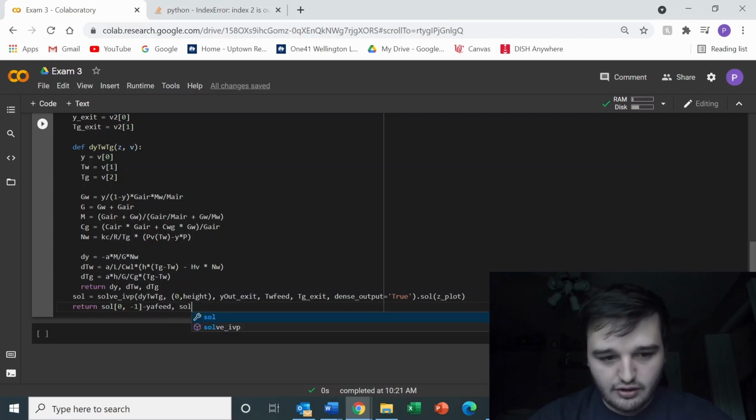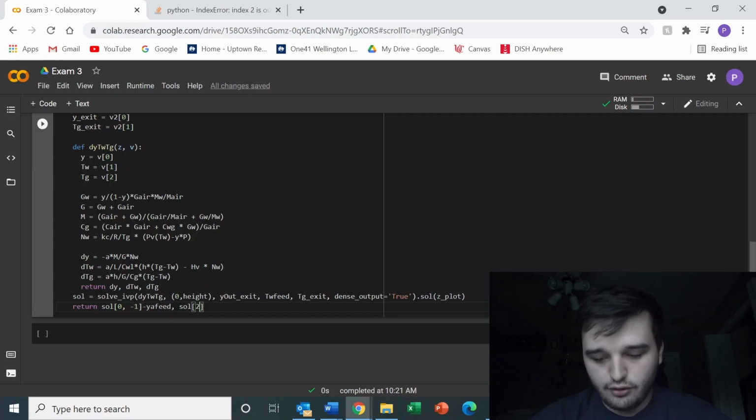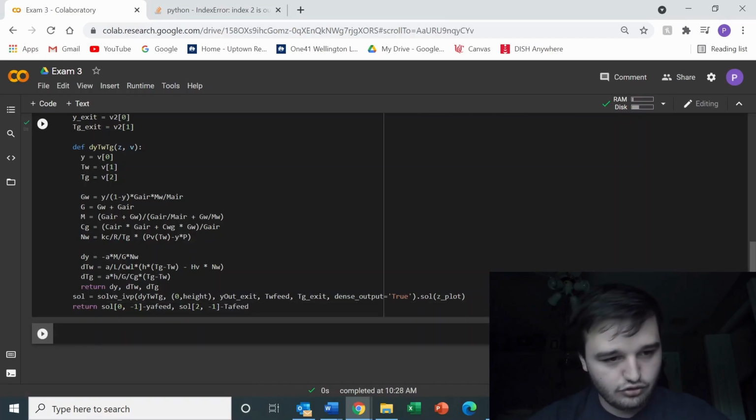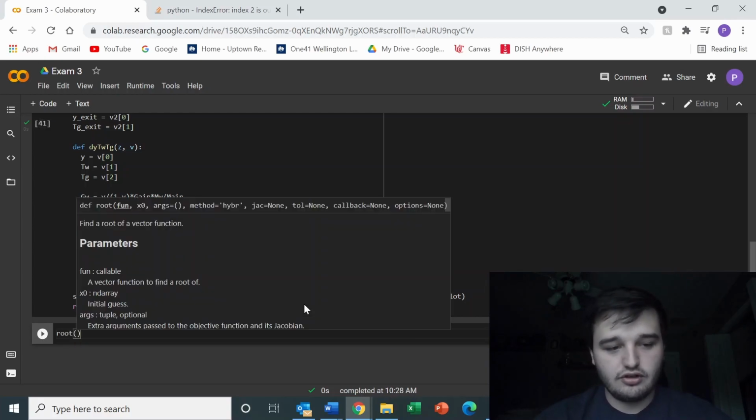We want to do the same thing for the gas, so the gas is our second element, or our third element, but second because remember Python indexing starts with 0, and then we want again that last value, so -1. And then we want to subtract that one from the initial temperature of the gas, or in this case air, feed. So shift enter that. And now we can go on to, like I said, use the root solver to find out where that solution is going to converge to.